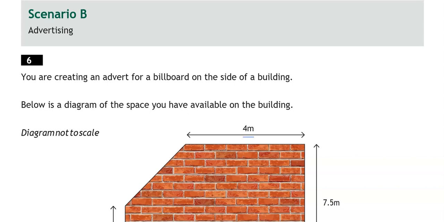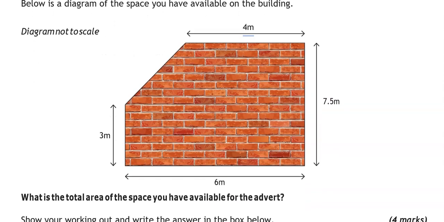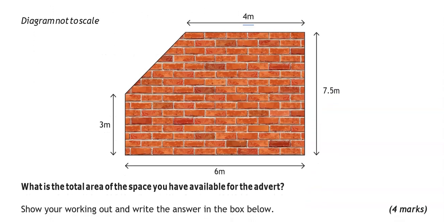Question 6. You are creating an advert for a billboard on the side of a building. Below is a diagram of the space you have available on the building. Diagram is not to scale. What's the total area of the space you have available for the advert? Show your working out and write the answer in the box below.